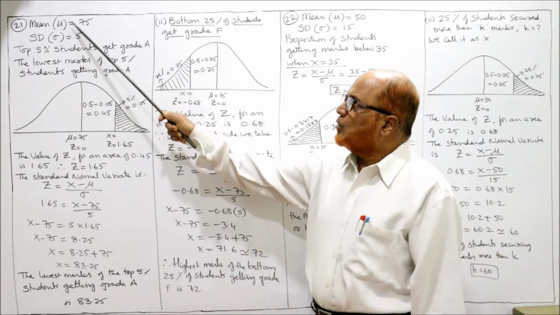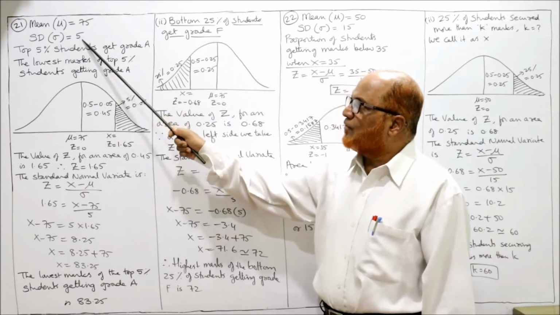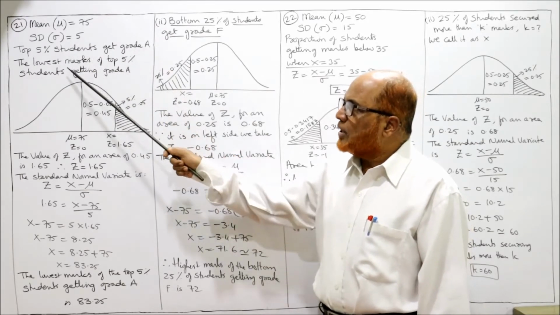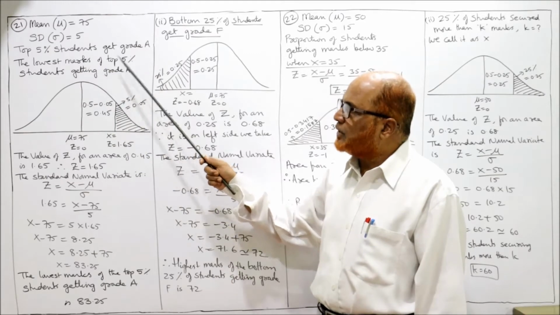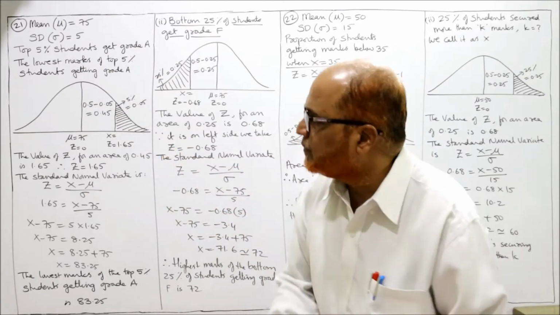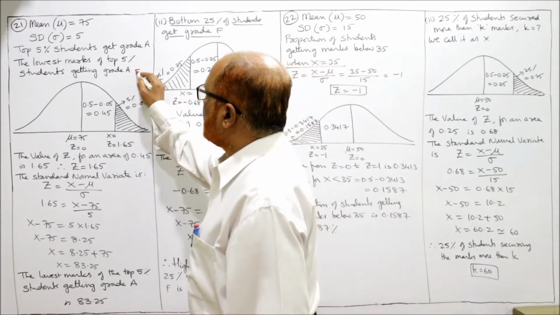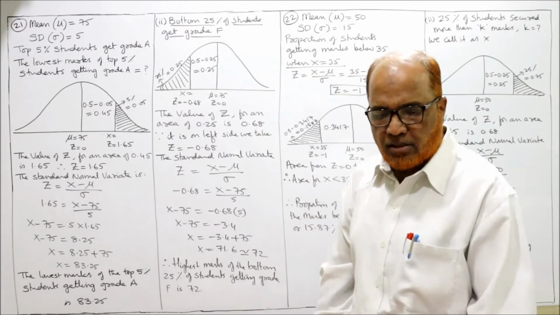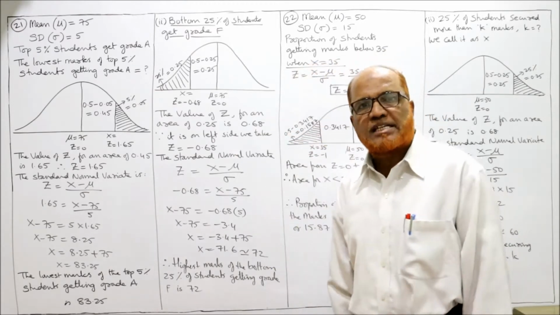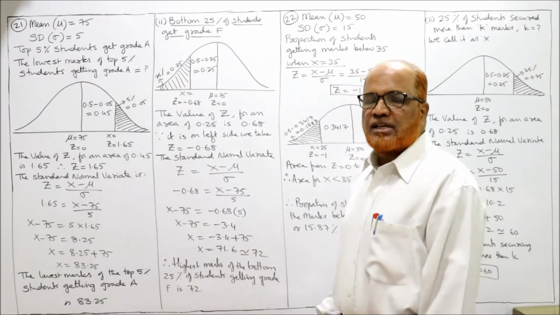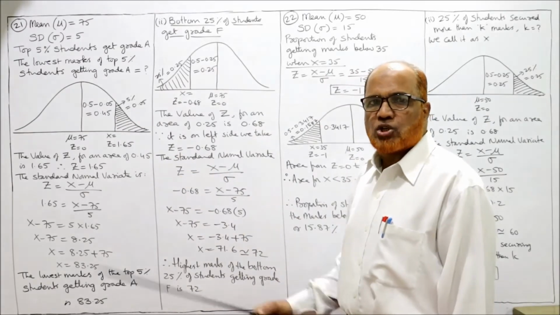Now see here, mu is equal to 75, standard deviation 5. The top 5% of students get grade A. This is what we have to find out, the question mark: the lowest marks of the top 5% of students getting grade A. Now we'll draw the normal curve, so easily we can understand the nature of the problem.